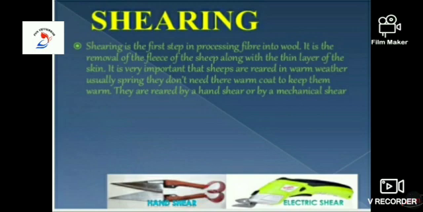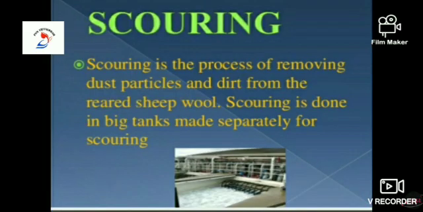Then let's see, all these terms are very important. We need to keep them in our mind. Shearing, scoring, grading or sorting, dyeing, drying and making of yarn are the different stages involved in wool production.